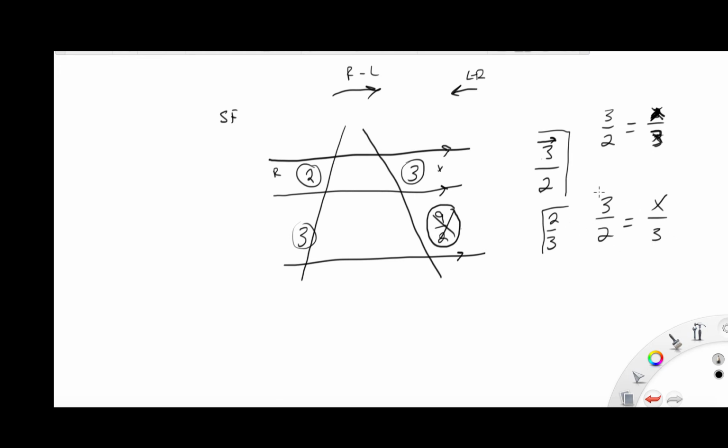And we can cross multiply. That means we have 2x equals 9, divide by 2, divide by 2. Guess what x equals? 9/2. So we can actually find this length using the scale factor. And that's exactly what your textbook has you do. It has you find those scale factors.